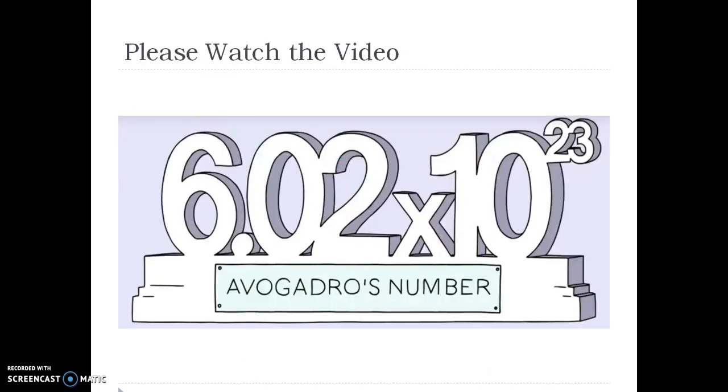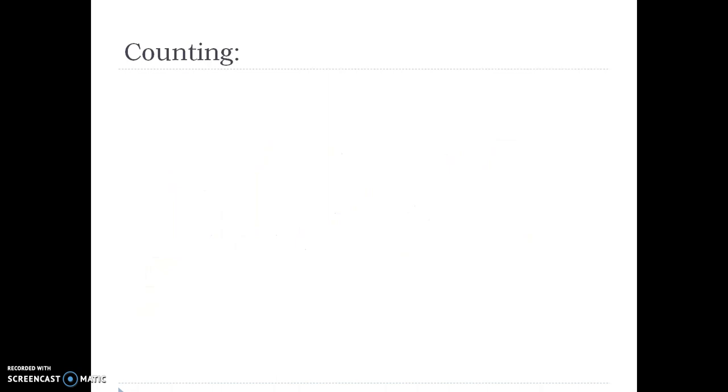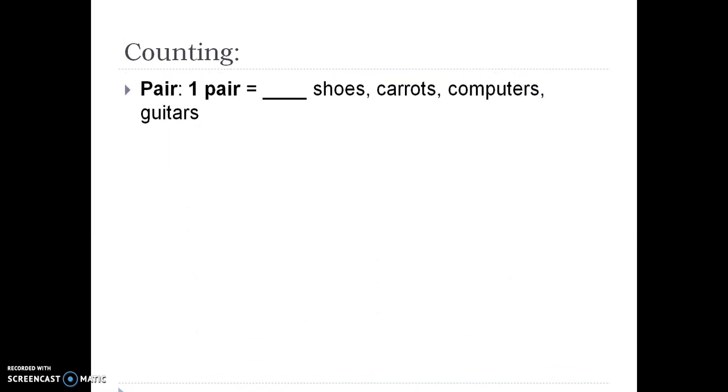So, we have this video, and if you haven't watched the video already, make sure you do. But counting numbers are used all around us in everyday life. So go ahead and take back out your notes, and we're going to go over the different counting numbers. Alright, so first, 1 pair is equal to 2 shoes, or 2 carrots, or 2 computers. If you notice, 1 pair has nothing to do with what you're counting. A pair is always 2.